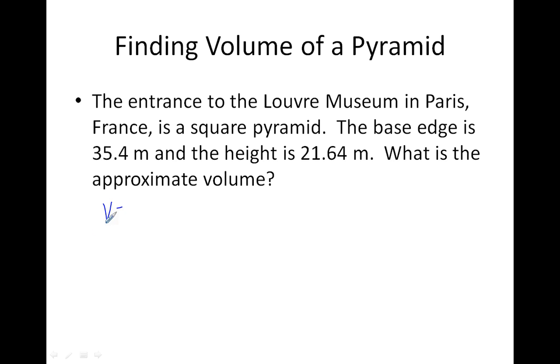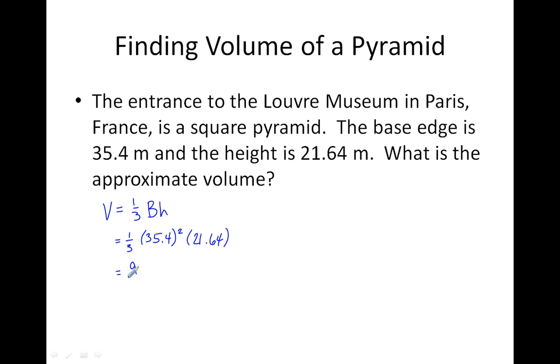So again, volume is 1/3 times the area of the base times the height. Now the base, it tells us, is a square, so we're going to do 35.4 squared, because it's 35.4 times 35.4, and that times a height of 21.64. So if we do 1/3 times 35.4 times 35.4 times 21.64, if you're not sure how to multiply by a third, you can do the same thing by multiplying these three numbers first and then dividing by 3.